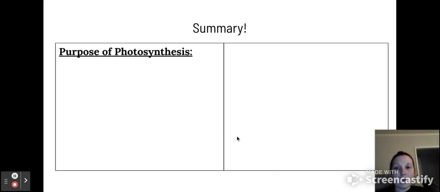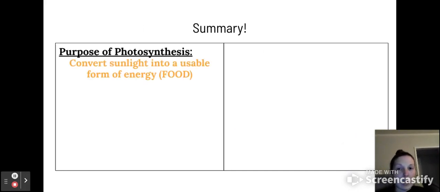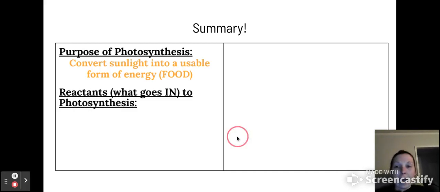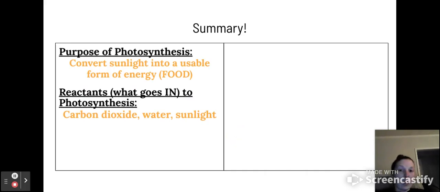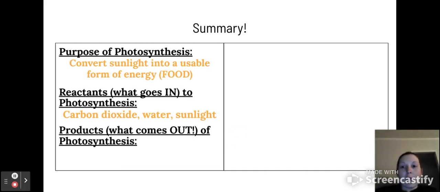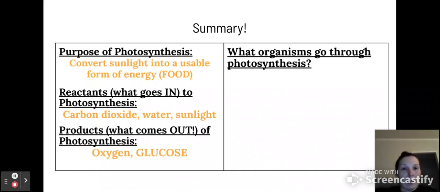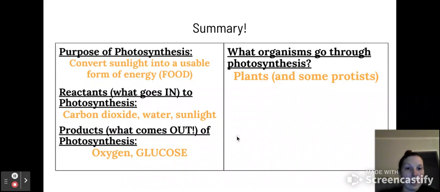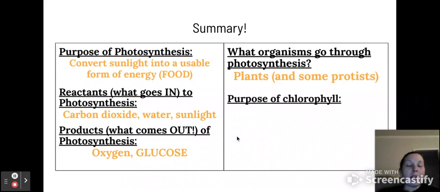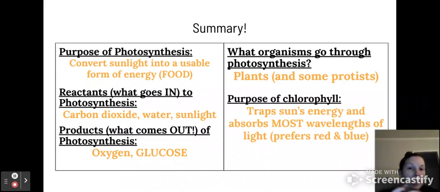So a quick summary here. The purpose of photosynthesis is to convert sunlight into usable form of energy for plants. The reactants are carbon dioxide, water, and sunlight, specifically the blue and red. And then the products are oxygen and glucose, which is the food. Only plants and some protists will go through photosynthesis because they're the ones that have the chloroplast. And then the purpose of the chlorophyll is to trap the energy from the sun in the wavelength that it can use.